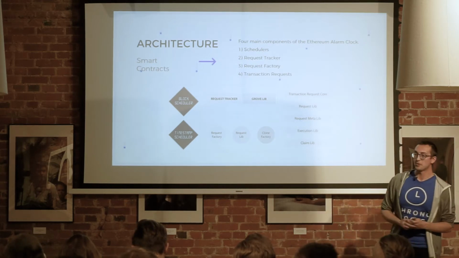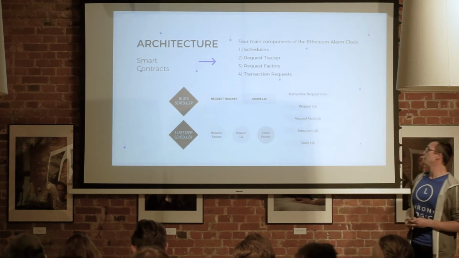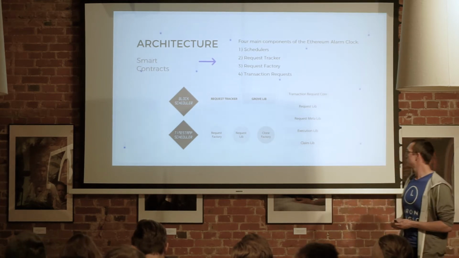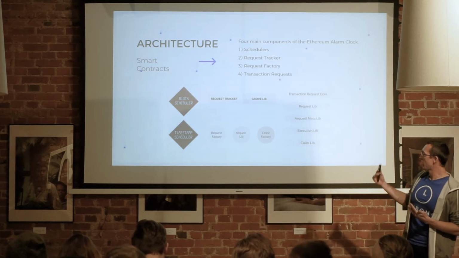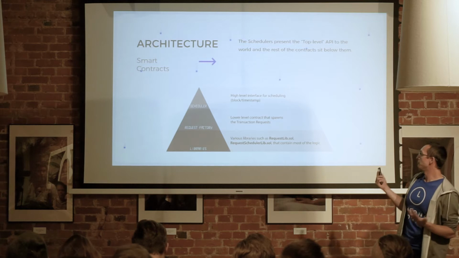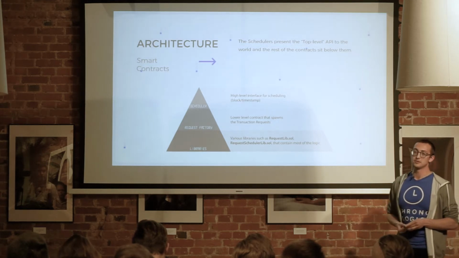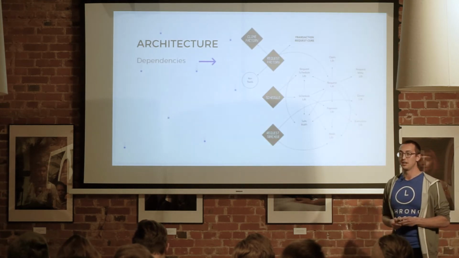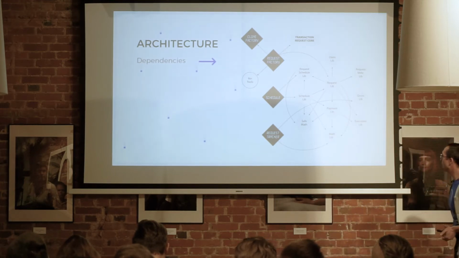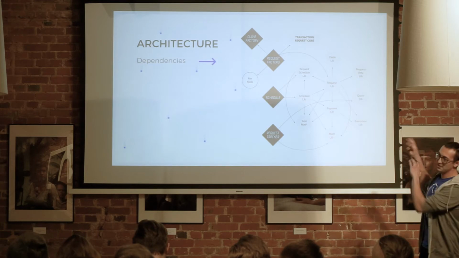Here's the smart contract architecture. We can break it up into 4 major pieces: the schedulers, the request tracker, the Requestfactory, and the transaction requests. This is just to illustrate that the schedulers are the top-level API of the whole thing. And so here's the dependency chart.